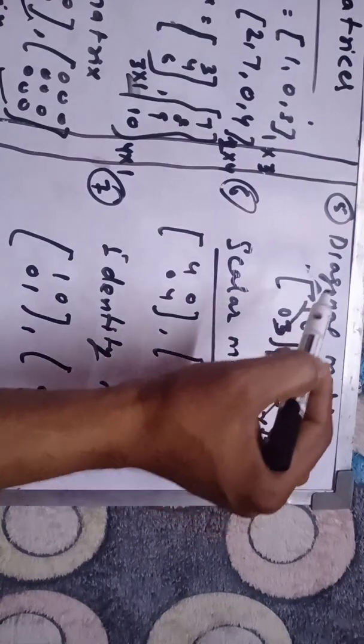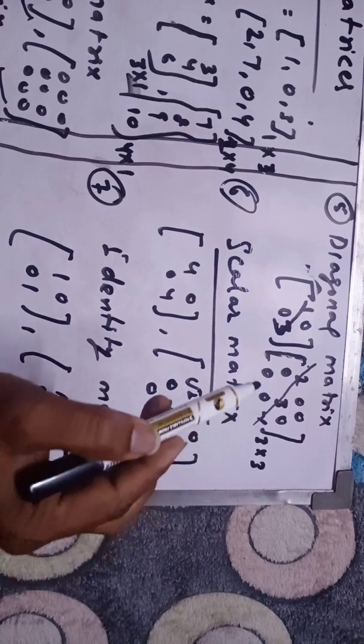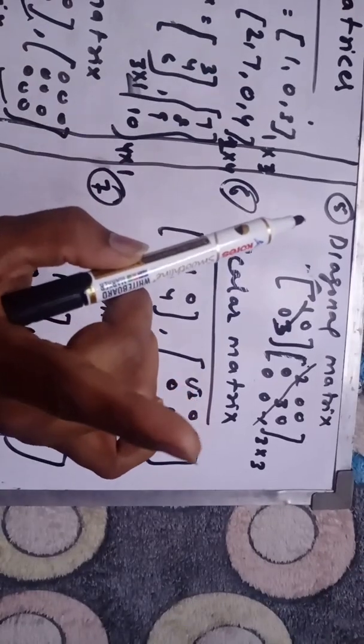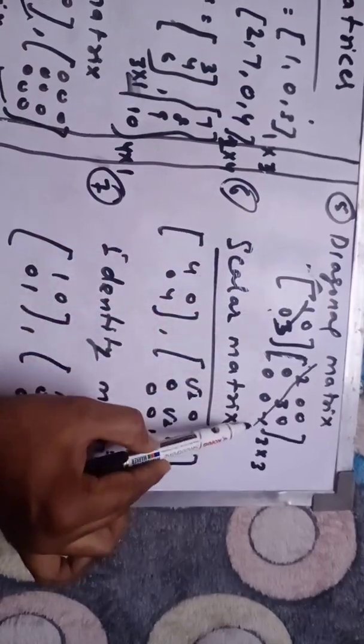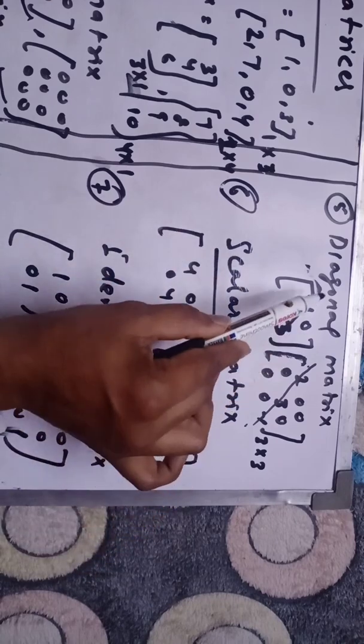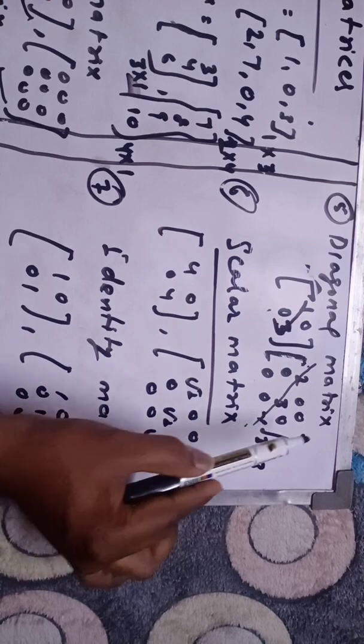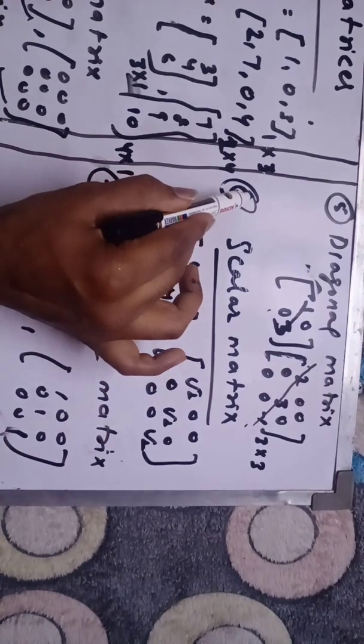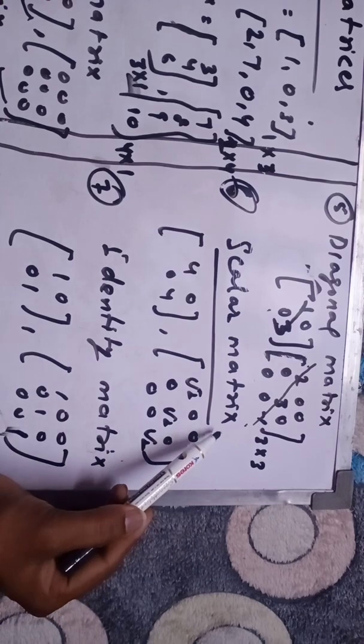So if the elements are only present in the diagonal and the other elements are 0, then it is known as diagonal matrix. And please be careful that it must be a square matrix. So it is a square matrix, and in a square matrix, if the elements are coming only in diagonal form and our other elements are 0, then it is known as diagonal matrix. Is it clear?